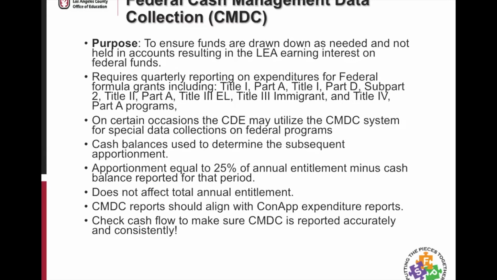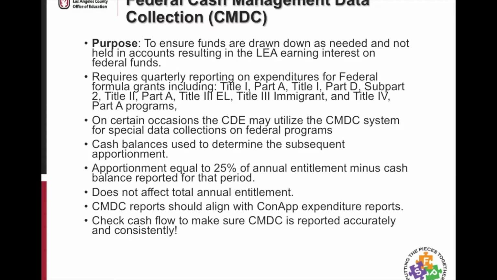So important to notice, what's reported in CMDC should align with what you report in the CONAP. It raises questions when someone looks at the CONAP and sees a certain amount reported as expended, and yet the cash management reports don't match. So it's important to connect those two, and there should be systems in your office to look to see, are we on target for both of those?